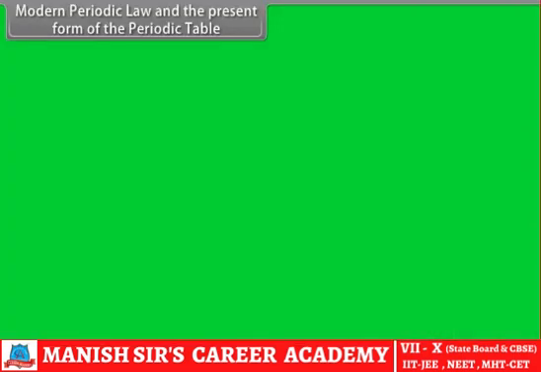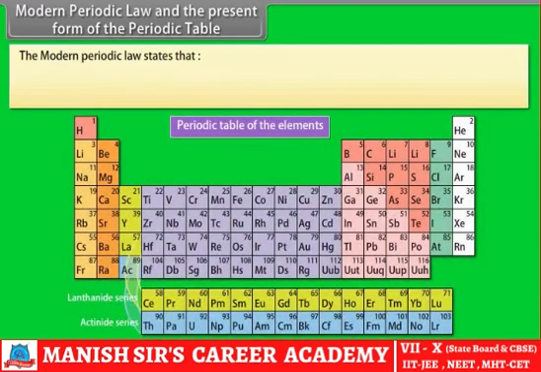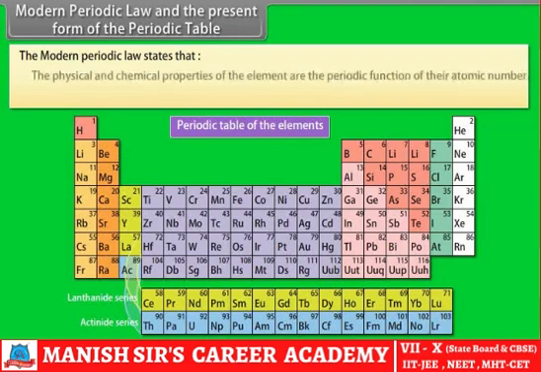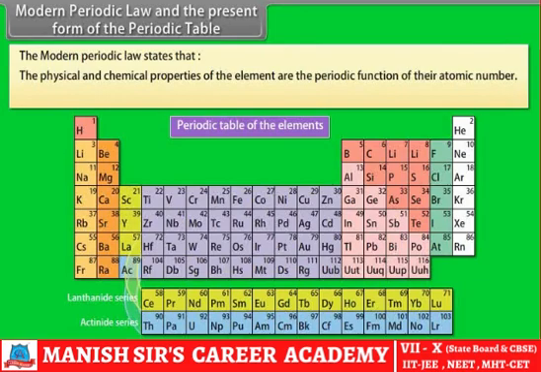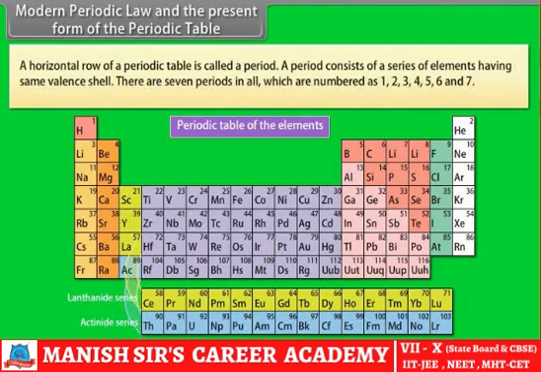Modern periodic law and the present form of the periodic table. The modern periodic law states that the physical and chemical properties of the elements are the periodic function of their atomic number. The present form of the periodic table is the long form. A horizontal row of a periodic table is called a period. A period consists of a series of elements having same valency shell.